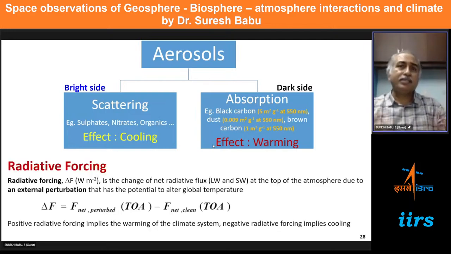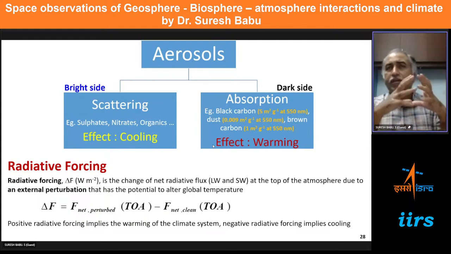And these aerosols or the greenhouse gases present in the atmosphere induce an effect which is called the radiative forcing. Radiative forcing is basically the change in the net radiative flux, which can be either in the long wave or in the short wave at the top of the atmosphere due to an external perturbation. If it is due to greenhouse gases, we call it greenhouse radiative forcing, which is basically the basis of global warming. But when it's due to aerosol, we call it aerosol radiative forcing. It can be either warming or cooling.